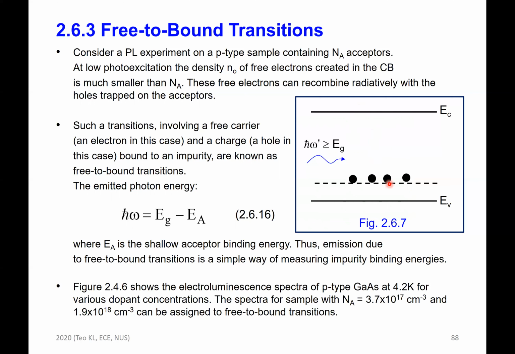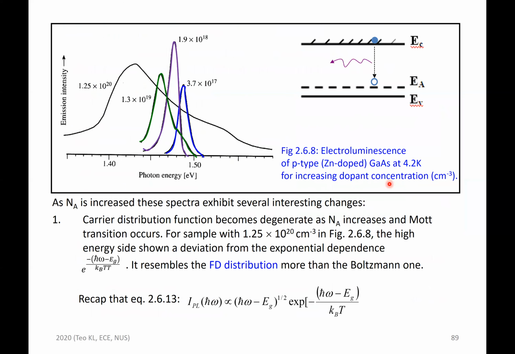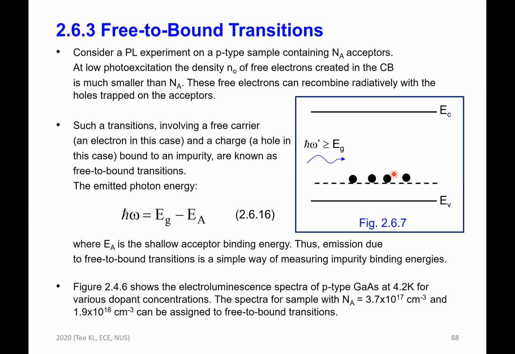So the emission: after the electron and hole recombine at the acceptor, you give up the photon energy. And that will give you the band gap minus the ionization energy of the acceptor, which means that this is the band gap, and then minus EA, which is the acceptor ionization energy, or the shallow acceptor binding energy.